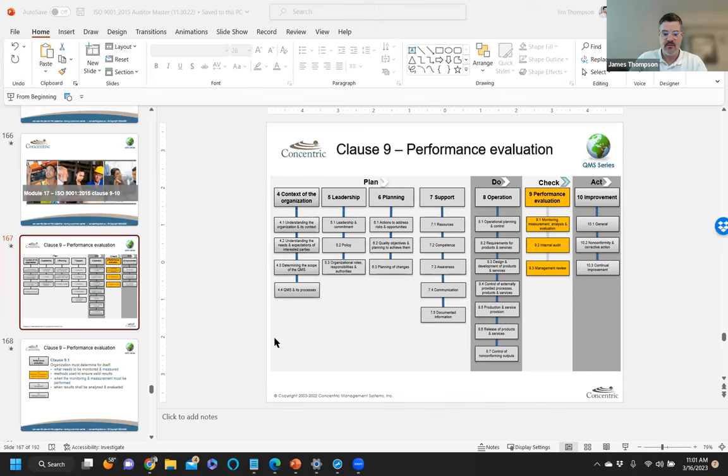So the next clause we're going to look at is 9. Share my screen here. We've gone through 5, 6, 7, and 8. So we hit the plan clauses and the do clauses. Now we're talking about the check. So performance evaluation: monitoring and measurement, analysis and evaluation, internal audits and management review.